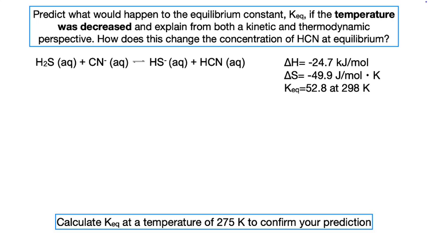Okay, so we could go through and calculate KEQ at a temperature of 275, to confirm the prediction. This was the brute force method. We could look at what the KEQ manifested at that 298. And we could just go through and say, well, what happens to our delta G? What happens to our K? And then we just pick a lower temperature.